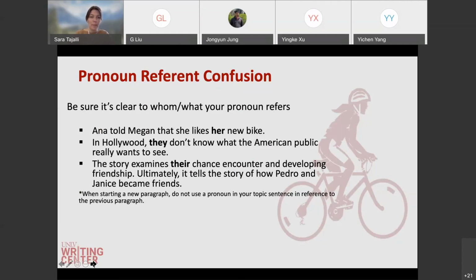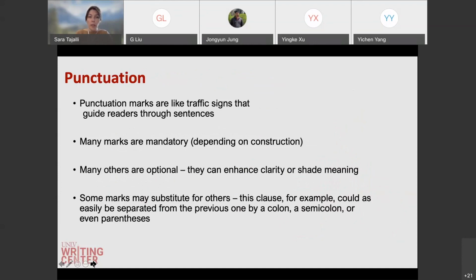Okay. All right. So, punctuation. We're just going to go through this pretty quickly. Punctuation is like traffic signs. Some of them are mandatory, some of them are optional. Some can add clarity, some you need to have for the construction to make your words intelligible. And then some can substitute for others. We'll talk about some of those later, whether you can substitute a comma for a colon or a semicolon, parentheses, en dash, things like that.